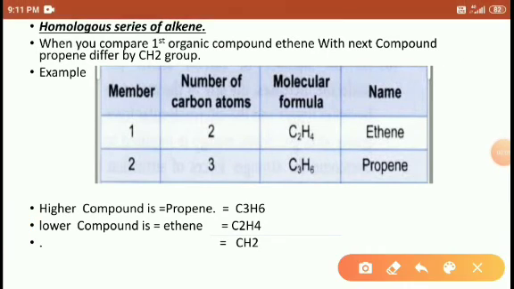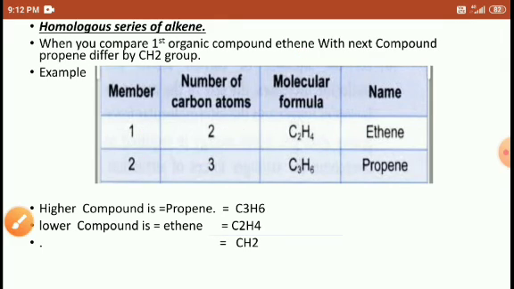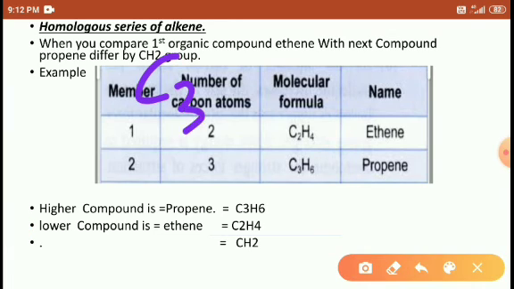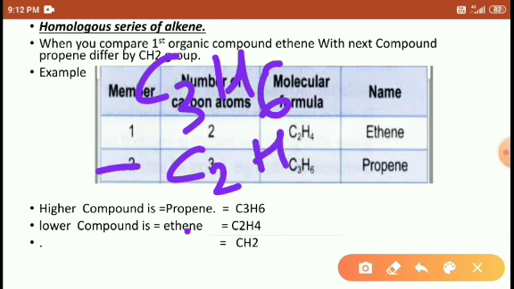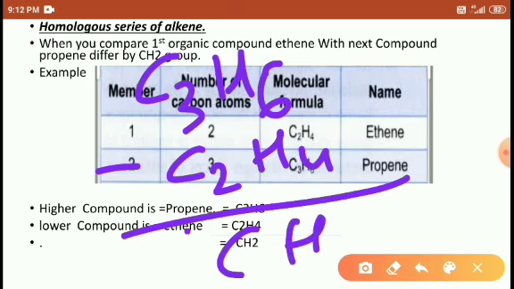Homologous series of alkene. Here the first organic compound is ethene. The next member is propene. So when you subtract ethene from propene, C3H6 minus C2H4, then you get the CH2, right? Two carbons are cancelled from 3 carbon, and 4 hydrogens are cancelled from 6 hydrogen, we get CH2.